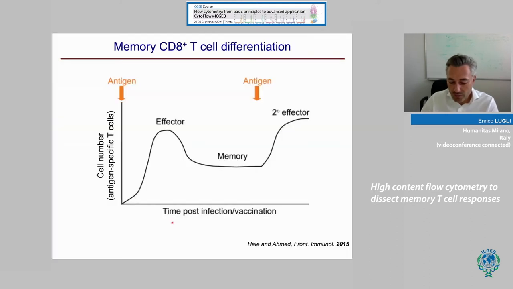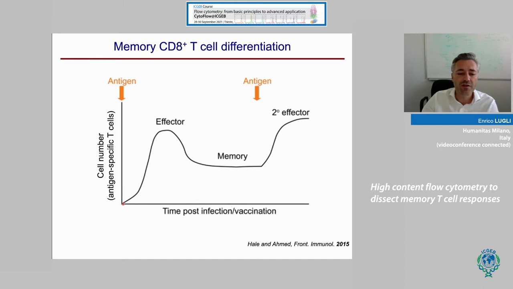So the major topic in the lab is the study of memory CD8 cell differentiation, how the immune response develops into potent memory cells. We know that there are a few naive precursors in the human body specific for a given epitope. Even though these cells are rare, they're capable of scanning lymph nodes and the circulation for the specific cognate antigen.